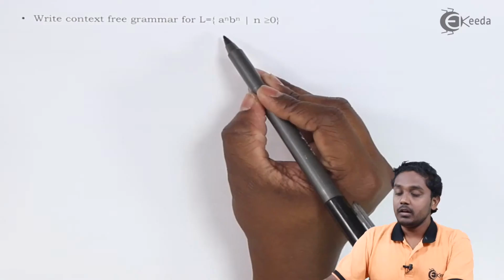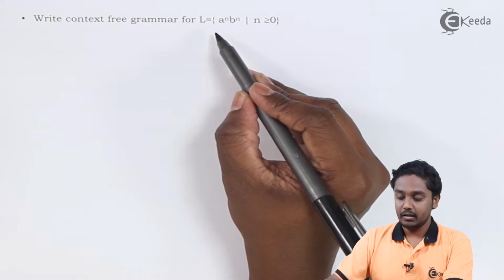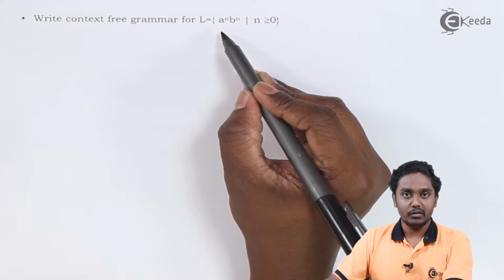Over here we are coming with the most discussed example, a to the power n, b to the power n, which we already discussed at the time of pumping lemma, even at the time of regular languages. Let us try to write a context-free grammar for this language. Here you can see that we need to generate a b along with every a. What are the types of strings in this language?